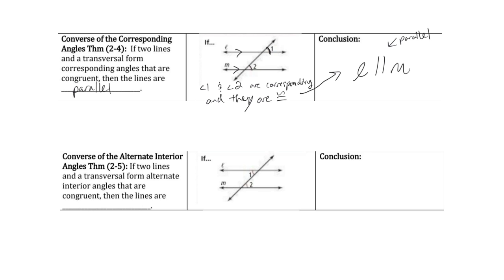The next one is the alternate interior angles theorem. Same thing, we're going to work backwards. So if two lines and a transversal form alternate interior angles, so 1 and 2, we see the two arcs, that tells us they're congruent. So if they form alternate interior angles that are congruent, then the lines are parallel. So we can say L and M are parallel because angle 1 and angle 2 are alternate interior angles and congruent. Therefore, L and M are parallel.